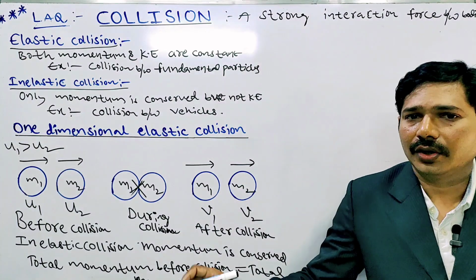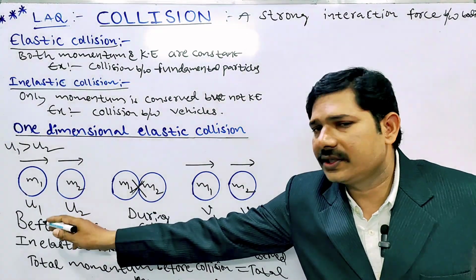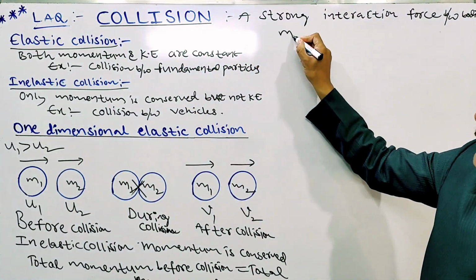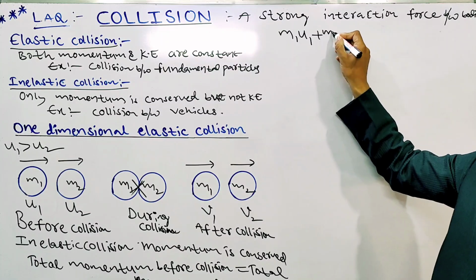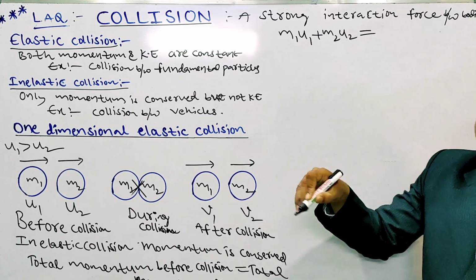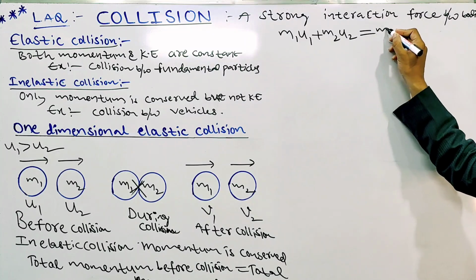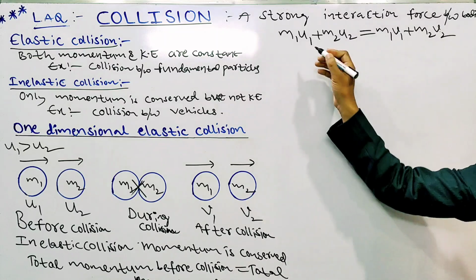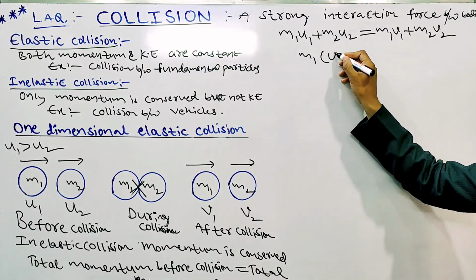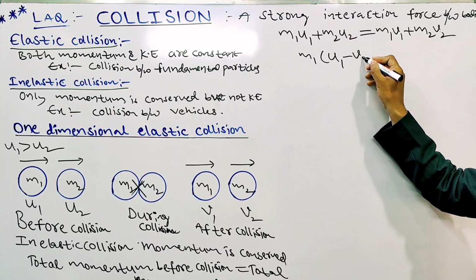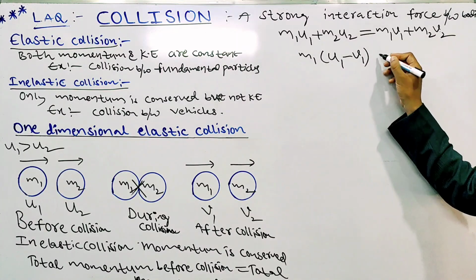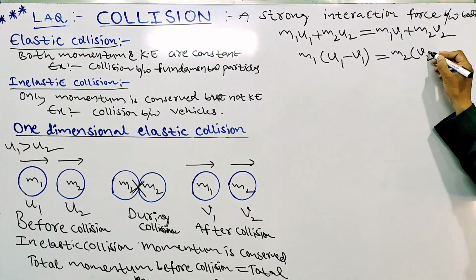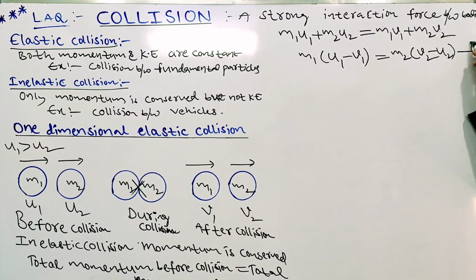According to that, total momentum is mass into velocity. Total momentum before collision means m1 u1 plus m2 u2 is equal to total momentum after collision, that is m1 v1 plus m2 v2. Here on the left hand side I am taking m1 common, what happens? m1 (u1 minus v1), and on the right side I am taking m2 common, m2 (v2 minus u2). This is equation 1.